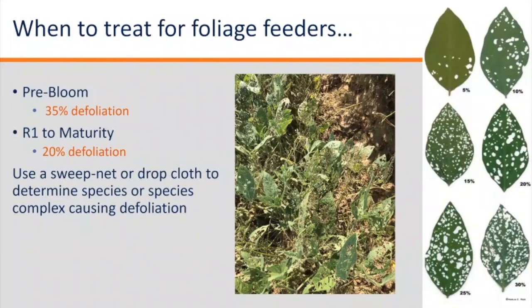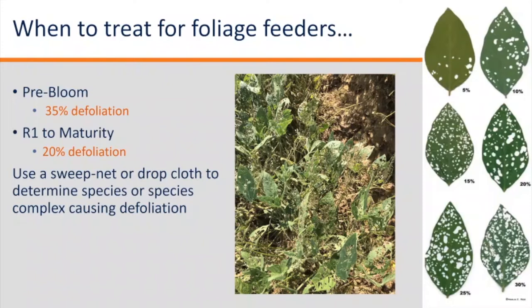So speaking of the economic levels, we're kind of looking at the plants to tell us instead of necessarily just focusing on I have X amount of caterpillars per sweep or beetles per sweep, because it's not often that we're going to get enough velvet bean caterpillars to do the defoliation worth treating levels. So prior to bloom, our defoliation threshold is 35%. From R1 through the rest of the season, we're looking at 20% defoliation.